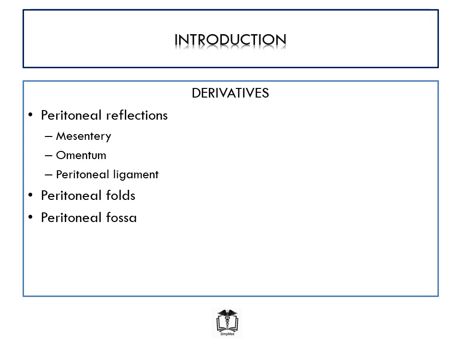What are the derivatives of the peritoneum? The peritoneum has a number of derivatives that you need to know. This includes the peritoneal reflections, which are further broken down into the mesenteries, omentum, and the peritoneal ligaments. Then we have the peritoneal folds and then the peritoneal fossae. We'll talk about each of them as we move on in this model.